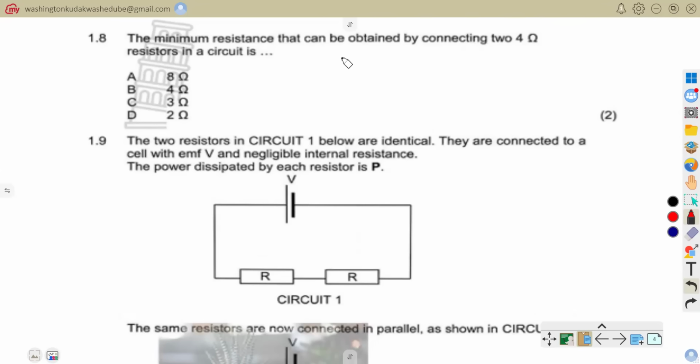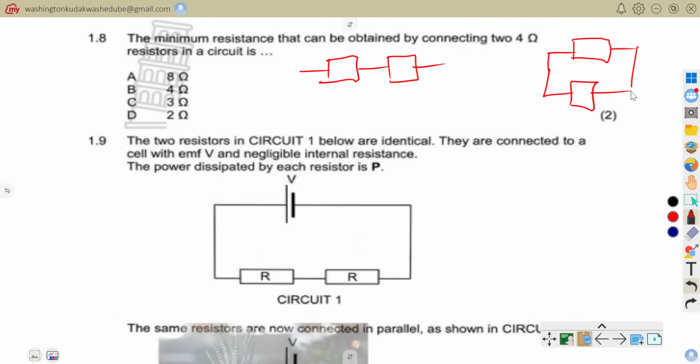So we have two 4-ohm resistors which can either be connected in series or in parallel. If that is the case, I would have a 4 ohm resistor, and a 4 ohm resistor. You would see that the resistance in series would be equal to 4 plus 4, that is 8 ohm.